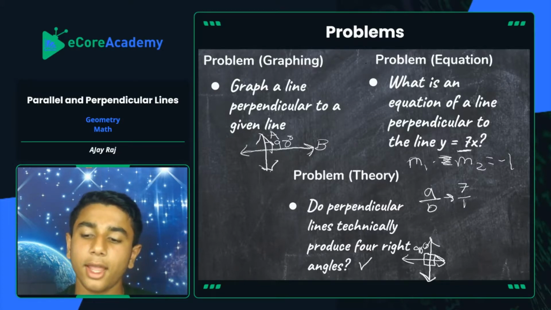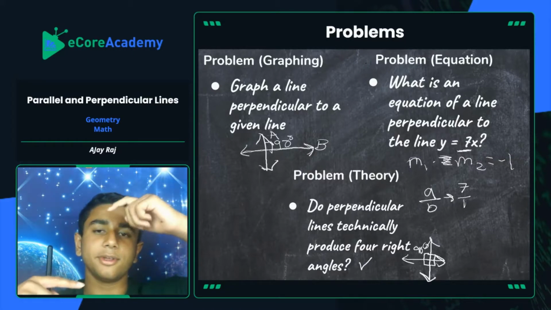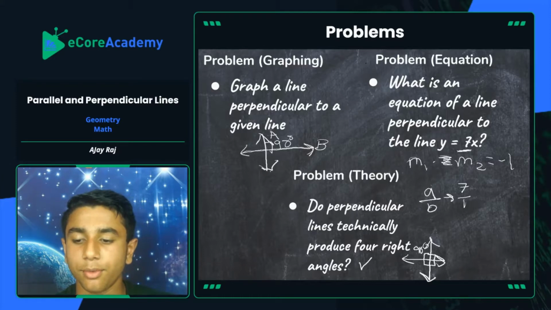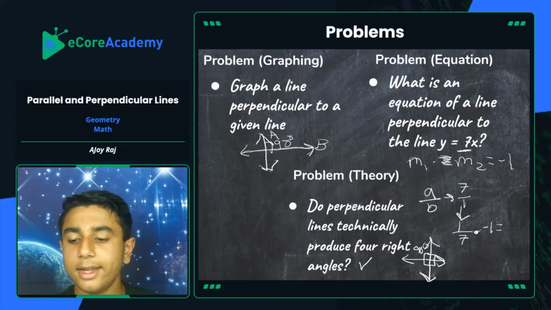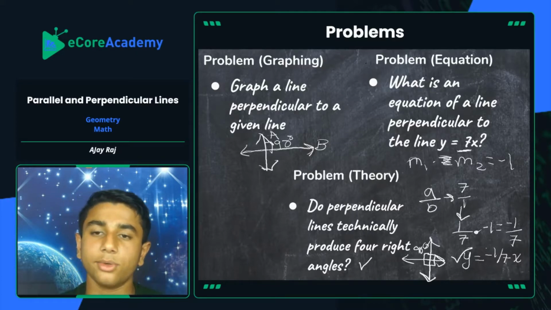Now, the reciprocal of any number is when you flip-flop the numerator over the denominator, which is basically the number on the top by the number on the bottom. So you're going to flip 7 over 1 to 1 over 7, like this. And then you're going to multiply this value by negative 1, and it's going to equal negative 1 over 7. So that's the slope of our perpendicular line, and the equation is y equals negative 1 over 7 x, which is indeed perpendicular to y equals 7x.